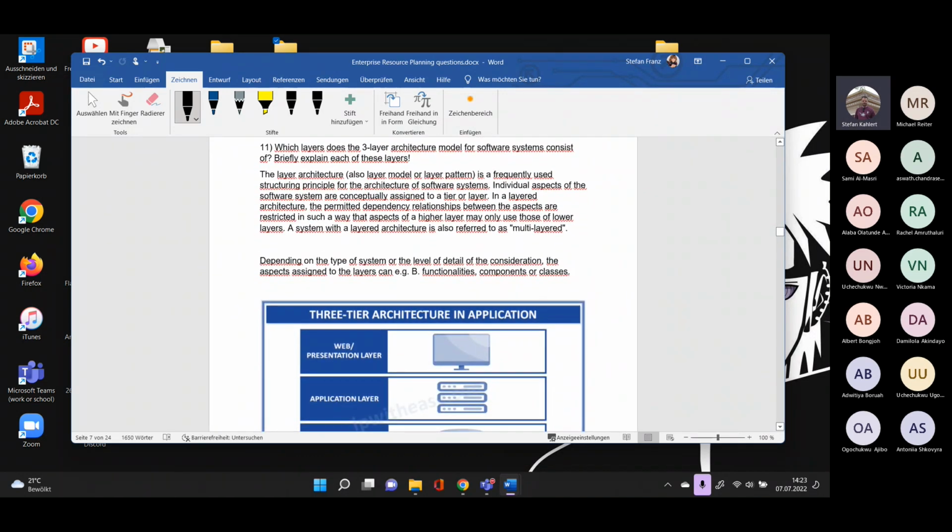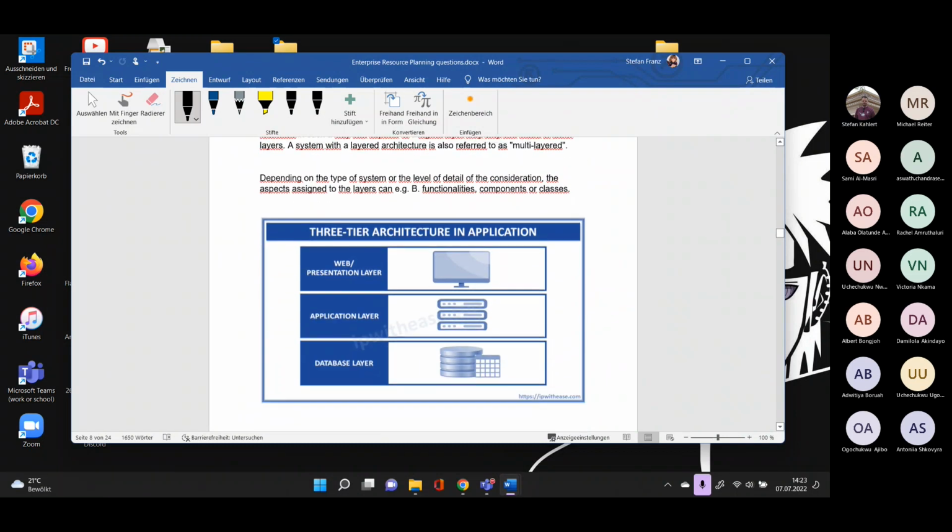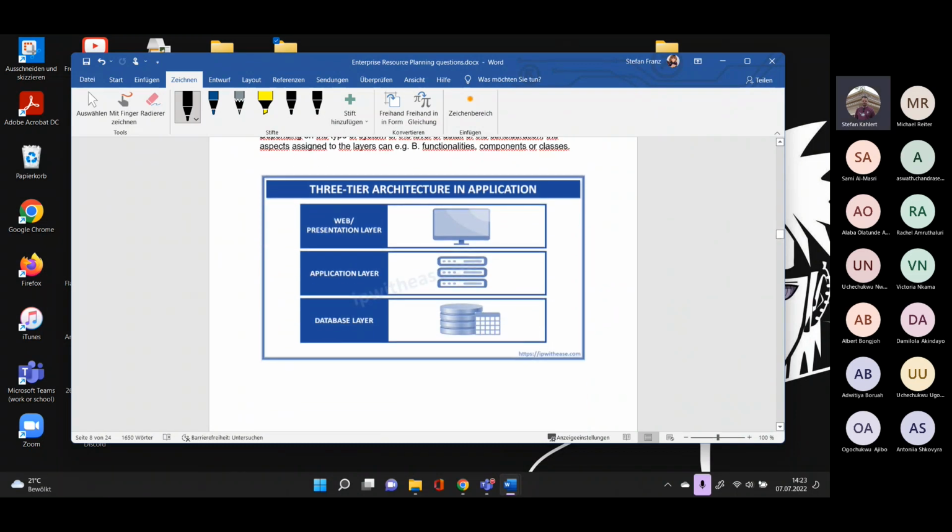We had the 3 dimensions last time. Web application. Remember, if you're interested, I said it last time, have a look at the reference model.